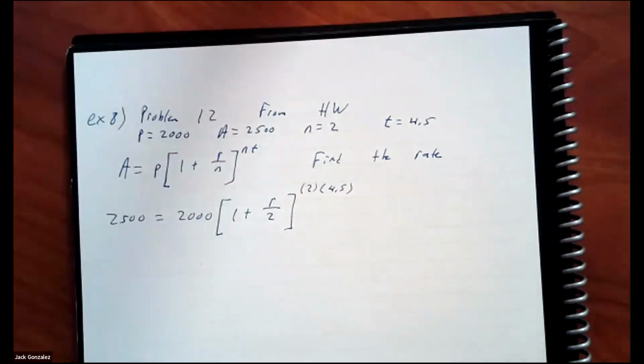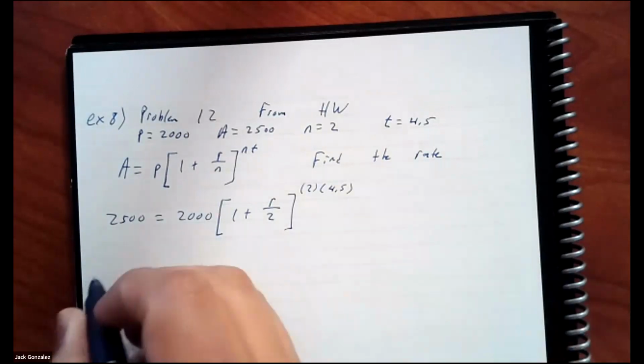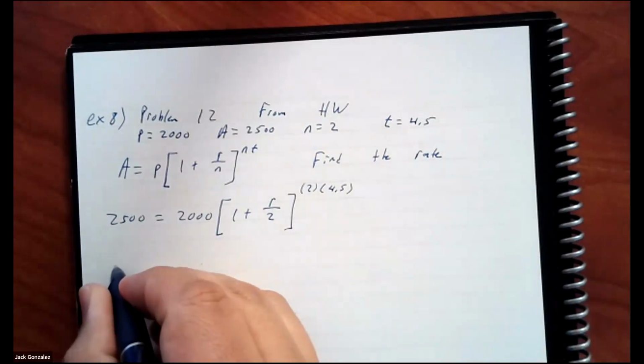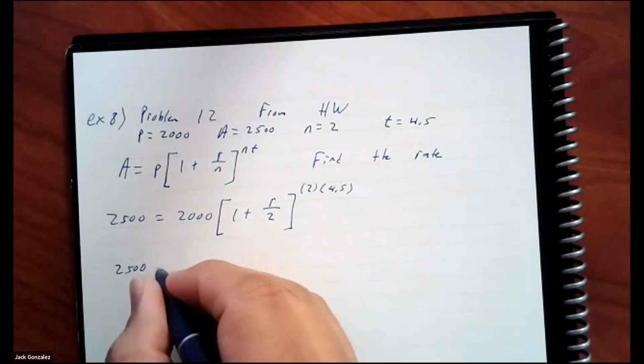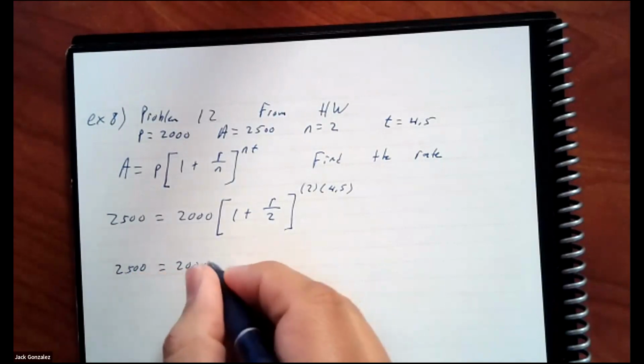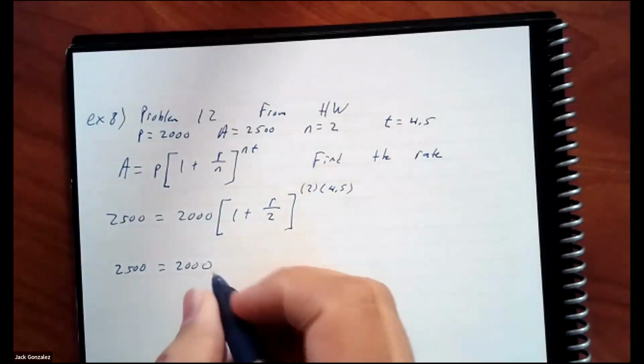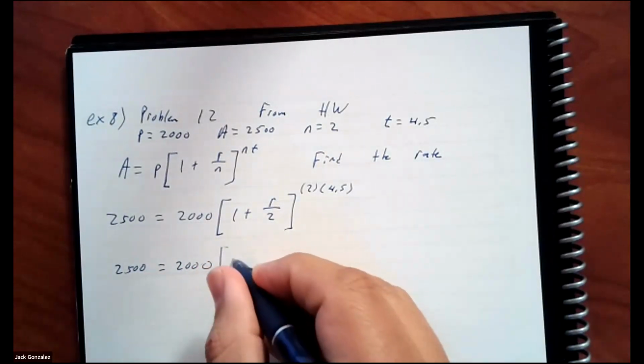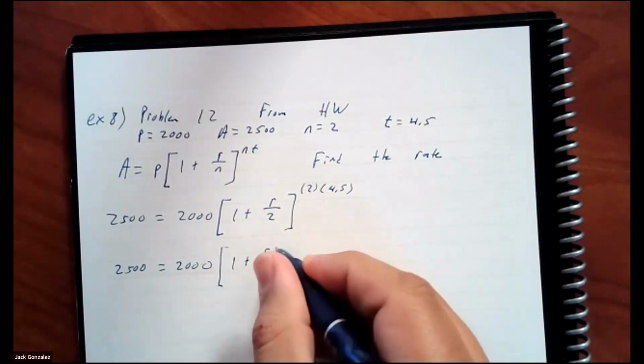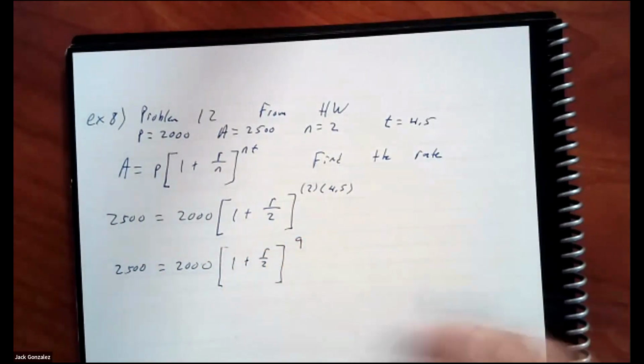What's 2 times 4.5? Two? 2 times 4.5? Yeah. Oh, 9. Yeah, 9 makes sense. It did? Missed it.